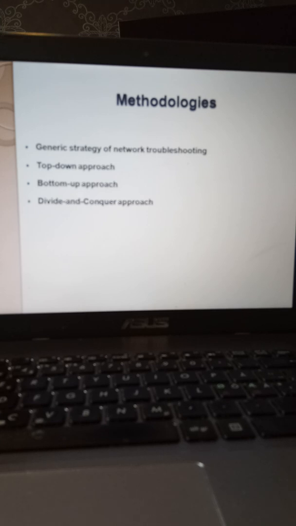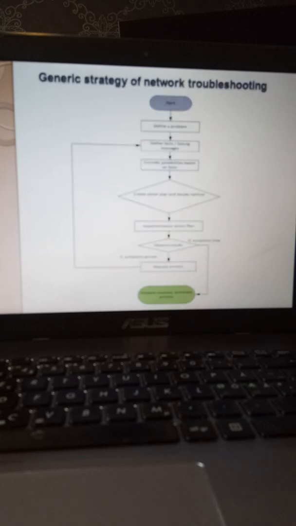Methodology is very important to troubleshoot networks. We have designed the generic strategy of network troubleshooting, with the top-down approach, bottom-up approach, and divide and conquer approach. We look at how we analyze our problems and fix them. First, we define the problem. Then we gather facts from the end user or using monitoring tools, for example, Syslog and IP SLA and some other tools.